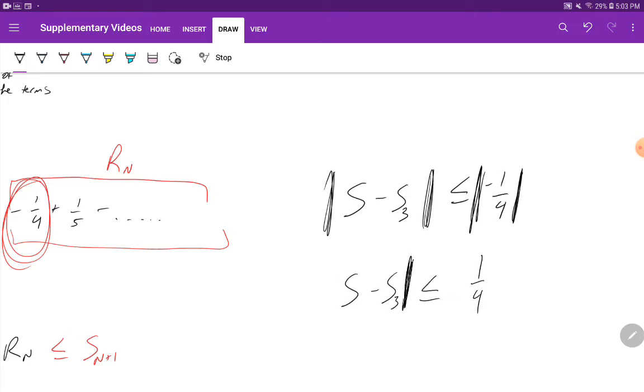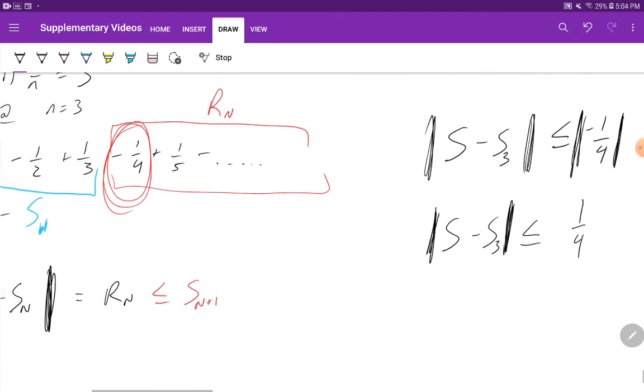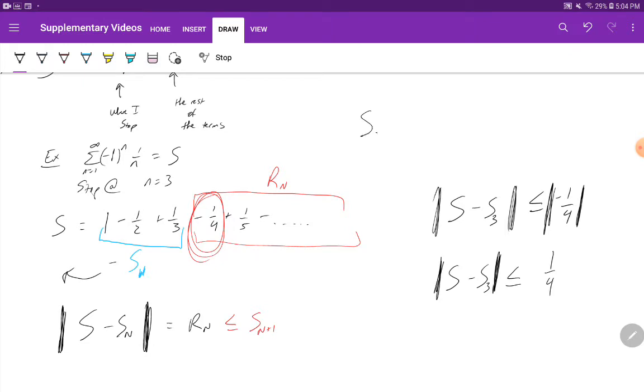If you remember how to play with absolute value inequalities, what this does is it creates this window. We can figure out S3, right? S3 is the sum of the first three terms. That's 1 minus 1/2 plus 1/3.